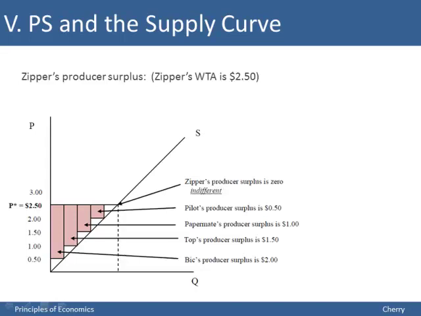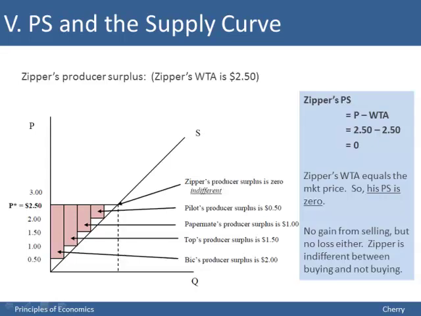Now let's look at Zipper's producer surplus. So Zipper has a willingness to accept of $2.50. Their cost is $2.50. The market price is $2.50. Right? So what they receive is the same as their cost, so their producer surplus is 0. So they don't have any positive profit, but they don't have any negative profit either. So they don't gain anything or lose anything by producing it. They've covered their cost perfectly, right? And no extra. So that means Zipper is essentially indifferent to producing the product.